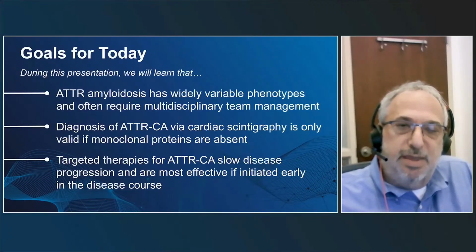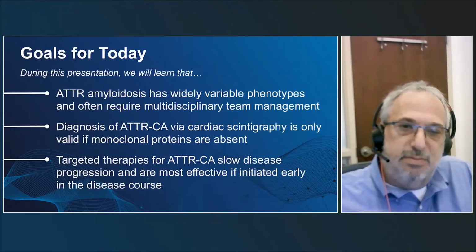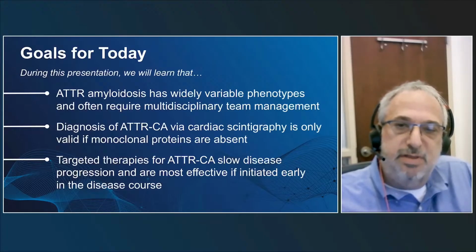The goals for today. During the presentation, you will hopefully learn that ATTR amyloidosis has widely variable clinical phenotypes and often requires multidisciplinary team management. You'll learn that the diagnosis of ATTR-CA by cardiac scintigraphy is only valid if monoclonal proteins are not present. And finally, we'll discuss targeted therapies for ATTR-CA that slow disease progression, all of which are most effective if initiated early in the disease course.